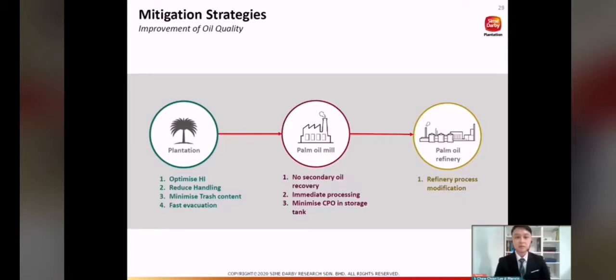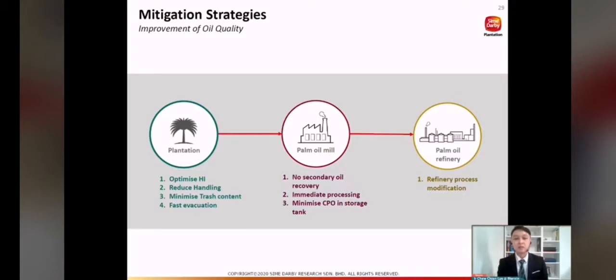Next. So to sum up the whole improvement of these oil qualities, it must be throughout the whole supply chain, starting from the plantations, where we need to optimize the harvesting intervals, reduce the handling methods, and also minimize the trash contents. And lastly is the evacuations.